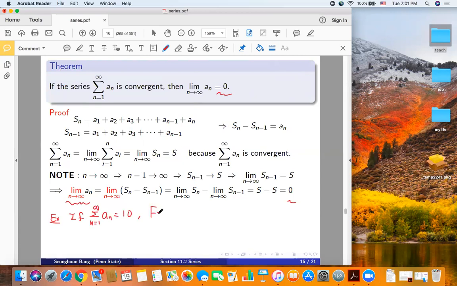So find the limit as n approaches infinity of (an + 2) over 4. So what is the answer? Could you write your answer on the chatting board? What do you think? What is the answer of this question?